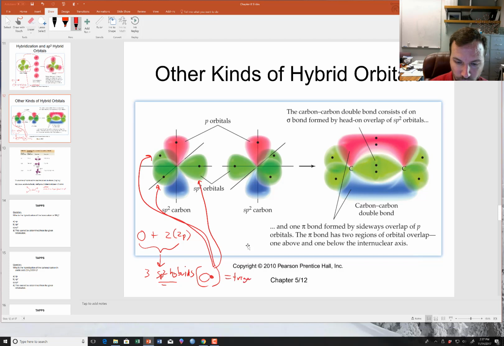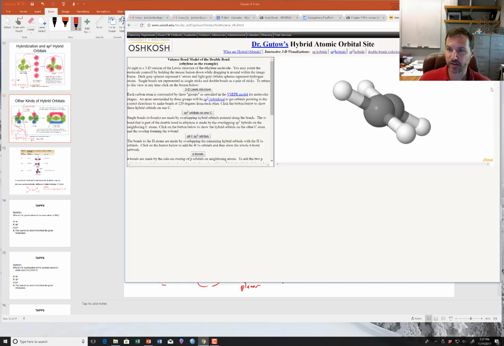And now we then have an unhybridized p orbital. So we only use 2 of the p orbitals, but we have 3 total p orbitals. So then we have this unhybridized p orbital that sits perpendicular to our trigonal planar hybrids. And so that's what I was trying to show you with this visualizer.